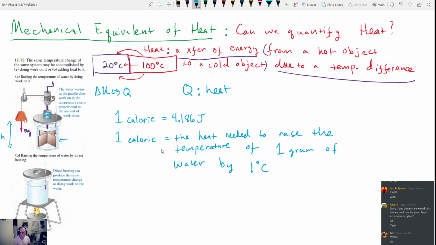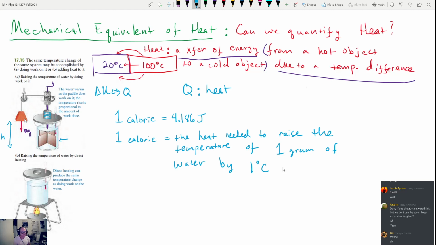And that's it. I don't know if it's obvious how you would get such a definition from this right here. You have a temperature change, right? You have an energy, so you can connect the temperature change and the mass to the energy. And that's what we've done here.